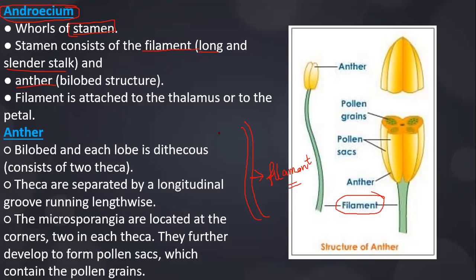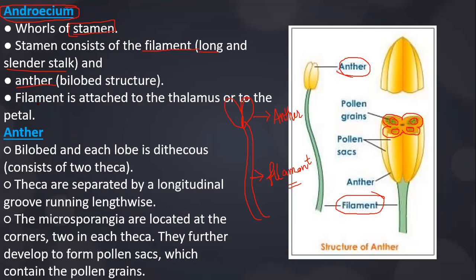Filament. And there is a bilobed structure, and this bilobed structure you will call it as what? The anther. This is the bilobed structure. So when you cut this bilobed structure, you will get a structure like this. And in each of this, there will be a sac-like structure inside which you will have the pollen grain. We have to study in detail about it.